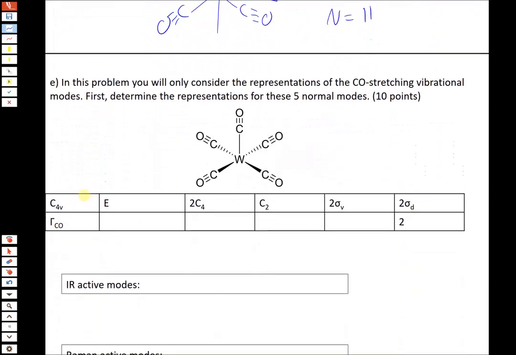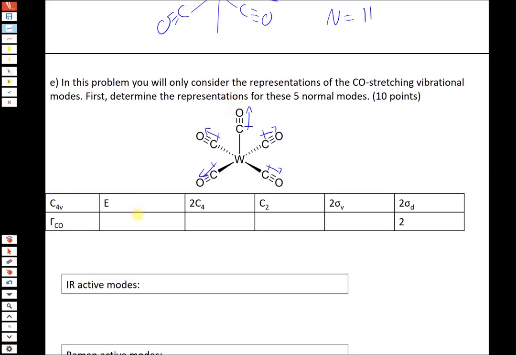Now, the next one, though, dealt with just the CO stretching modes. This is actually going to look identical to gamma sigma as we did before, as it turns out. So if you had recognized that, you could have saved yourself some time here. But what we have is for the CO stretching modes, again, we're going to represent this as a stretching vector on each of the CO ligands. And we're just going to derive a representation for those five vectors, for those five stretching motions of the CO ligands only.